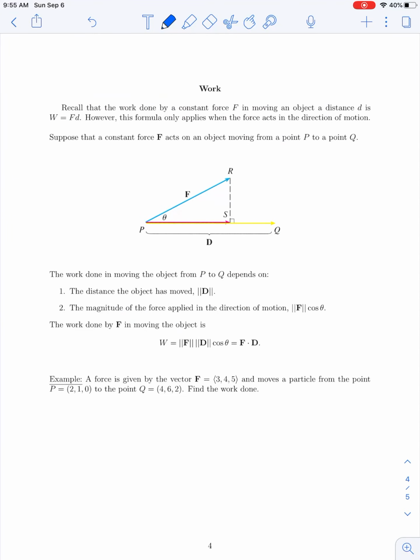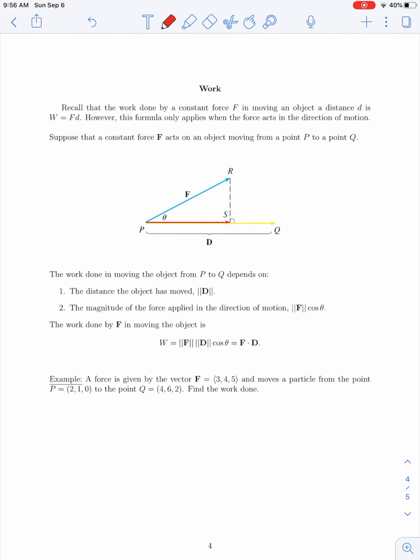Now in the last part of this section, we'll talk about some applications of the dot product in physics or engineering. In particular, we'll see how the dot product of two vectors can be used to determine the work done by a force in moving an object along some line.